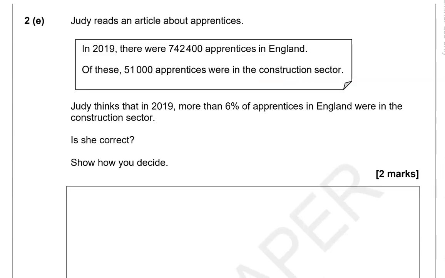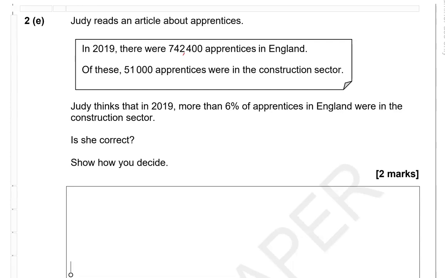Judy reads an article about apprentices. In 2019, there were 742,400 apprentices in England. Of these, 51,000 apprentices were in the construction sector. Judy thinks that in 2019, more than 6% of apprentices in England were in the construction sector. Is she correct? Show how you decide.